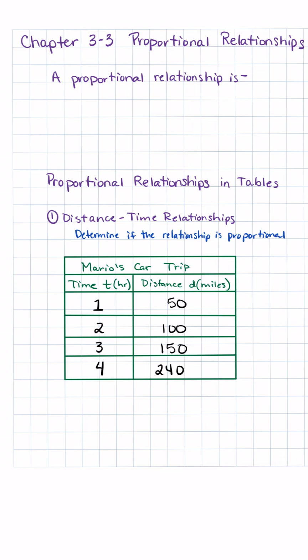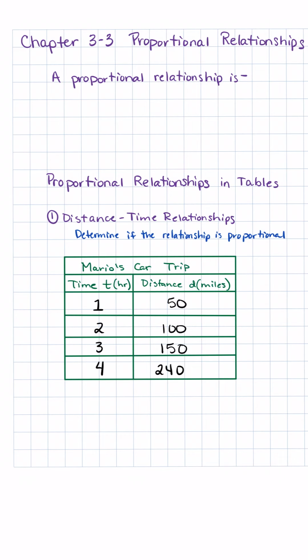A proportional relationship is a relationship between the inputs and outputs in which the ratio of inputs and outputs is always the same. If a relationship is in a table, write the ratio of inputs to its corresponding output. If the ratios are the same, then the relationship is proportional. Let's go ahead and write down the definition.